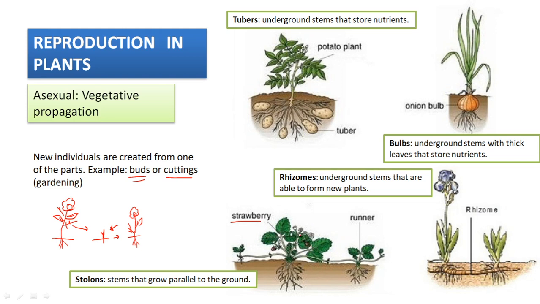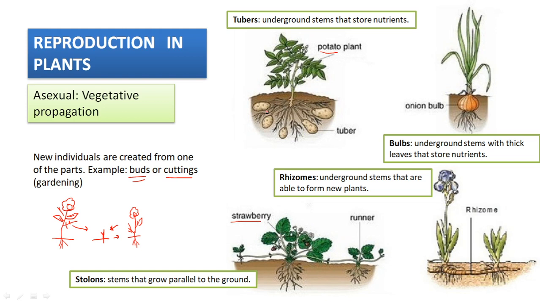The next one is tubers. Tubers are underground modified stems that store nutrients, and the main example is the potato plant.